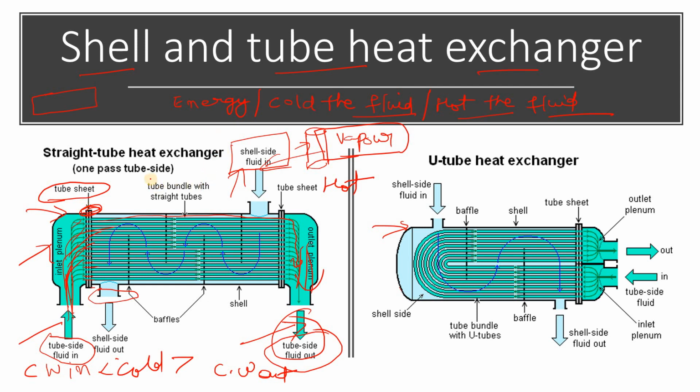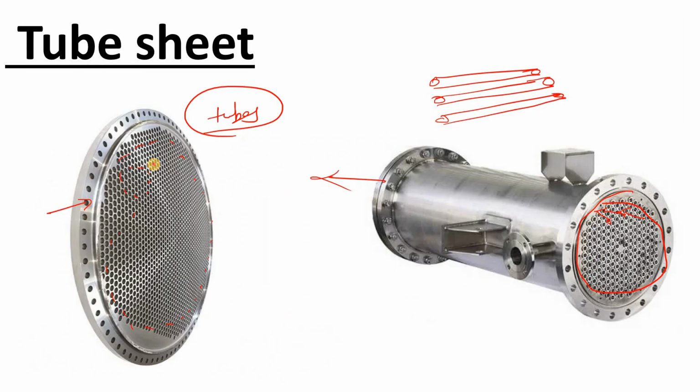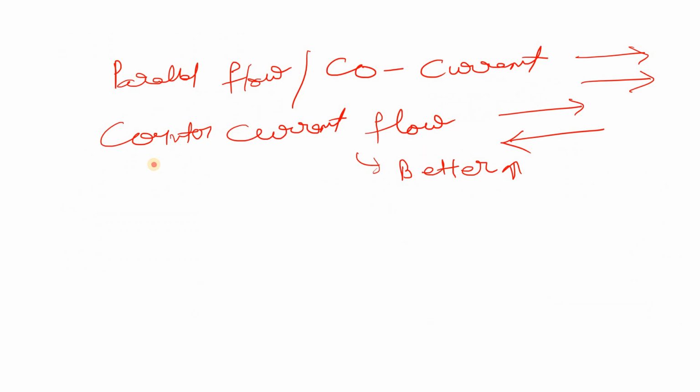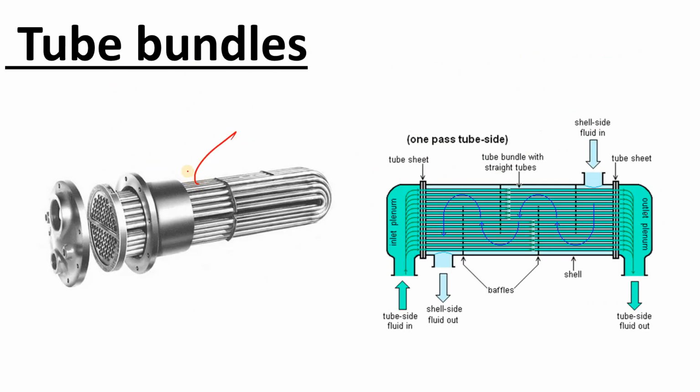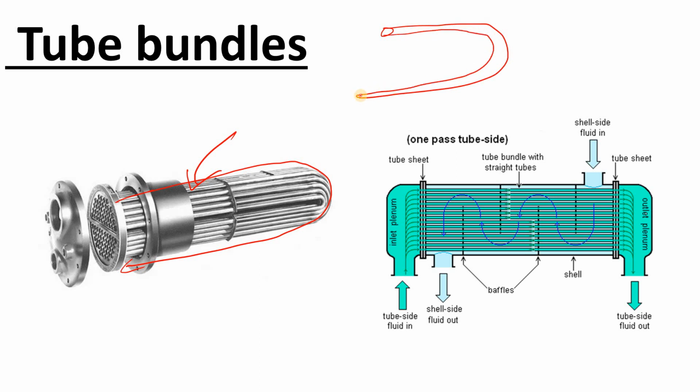Then your tube bundle with straight tubes. What is the meaning of tube bundle? Tube bundle means, see, these are your tube bundles. Okay, and how are these tubes arranged? These tubes are arranged in the U form. Okay, like this type. Here the tubes are like that, like that, right? So these tubes are arranged here. Are you getting my point, what I want to say?